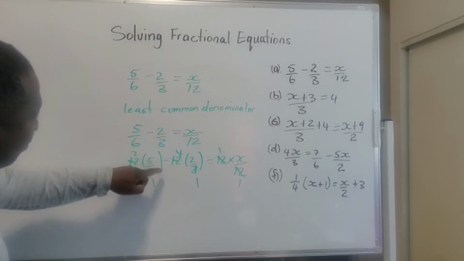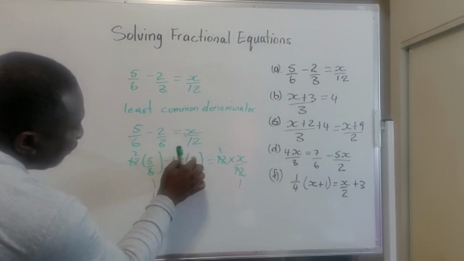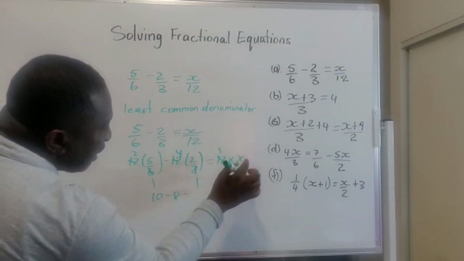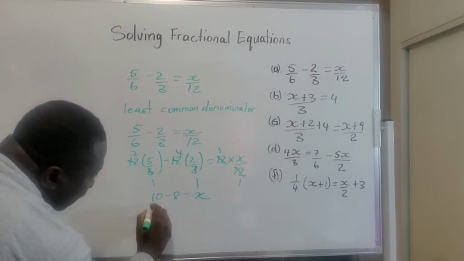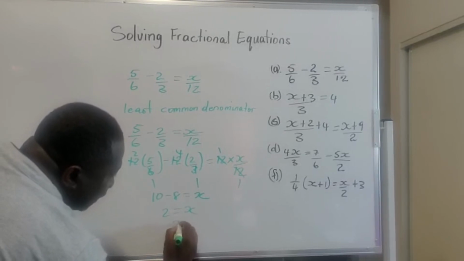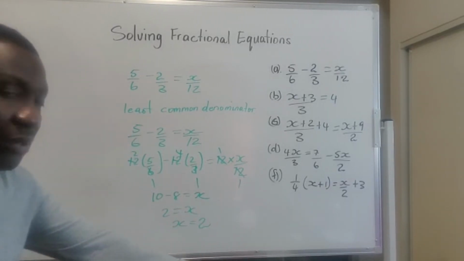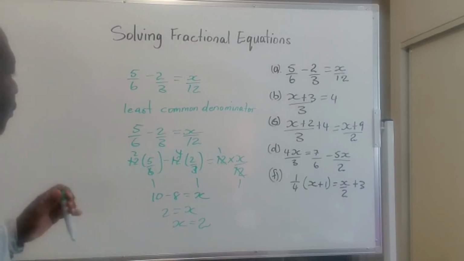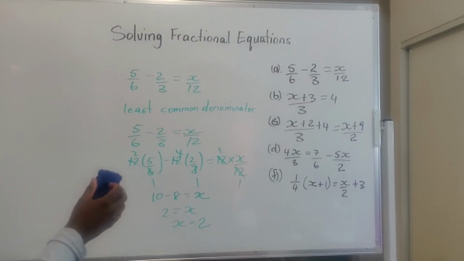Now we can multiply. 2 times 5 will give us 10. Negative 4 times 2, negative 8 is equal to 1 times x will give us x. So the value of x in this case, 10 minus 8 leaves 2. So x is equal to 2. Again guys, remember, you can always go back and pause the video and go back to understand.